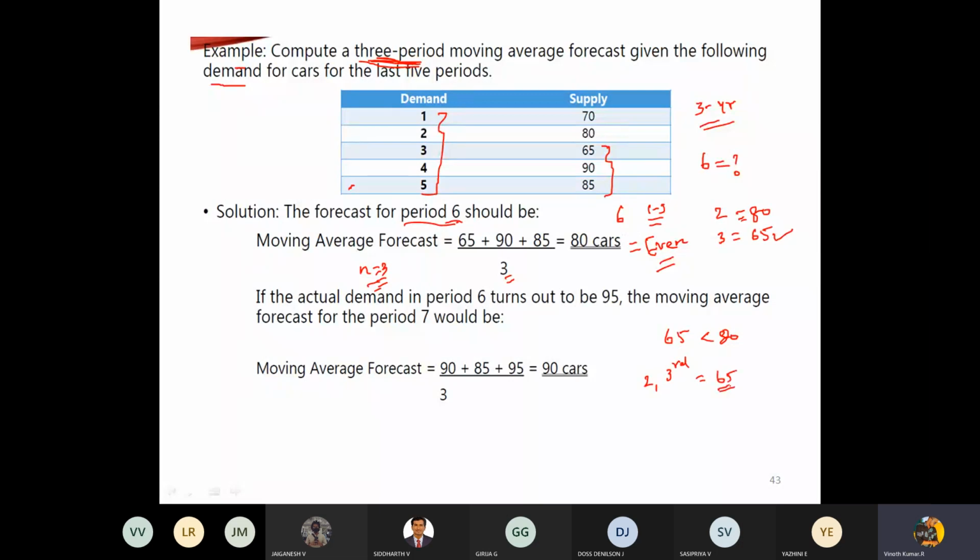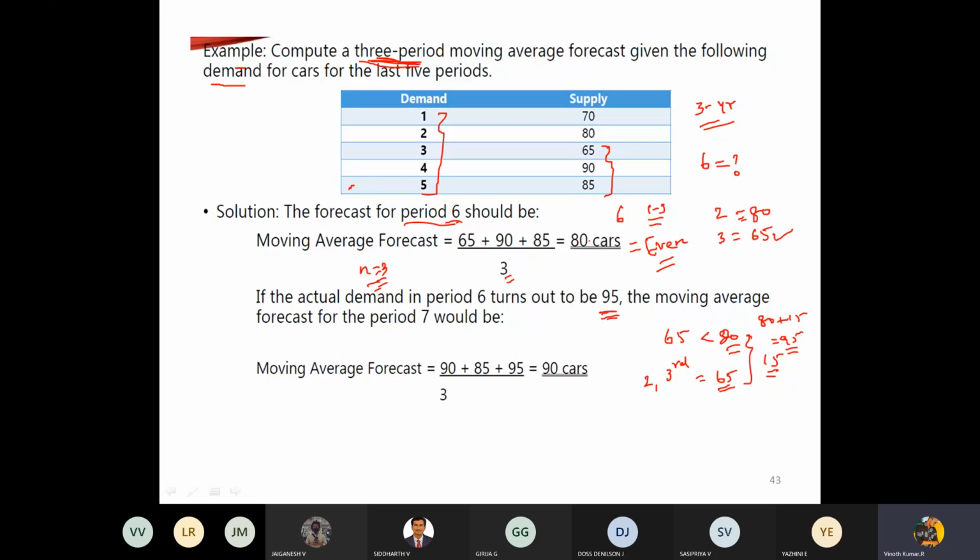They given that in your problem, but your obtained value in the sixth period is 80. So what is the difference between these two? It is 15. You just add this 15 into the period 6 value. Then 80 plus 15 is equal to 95. So in the period of 6, it is 95 cars. You take that out; the forecast for the period of 6 is 95, not 80.